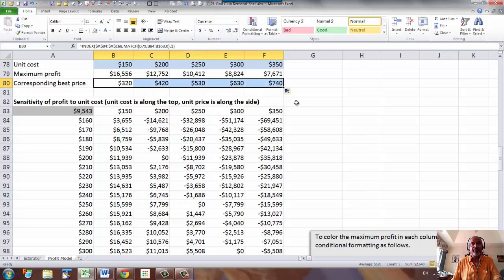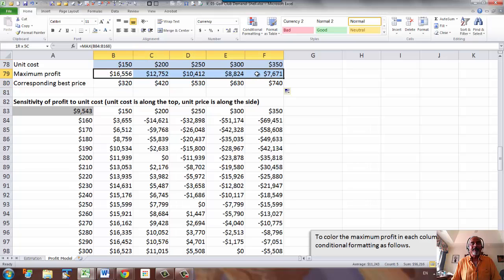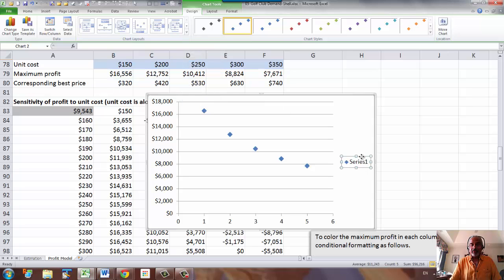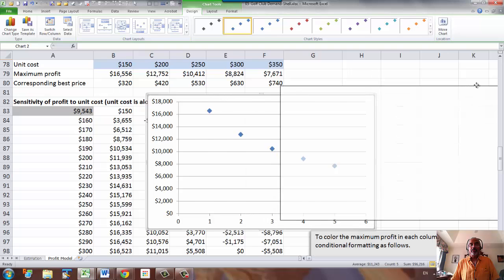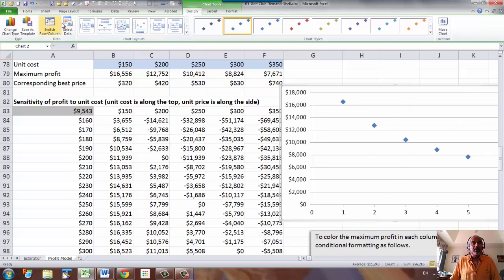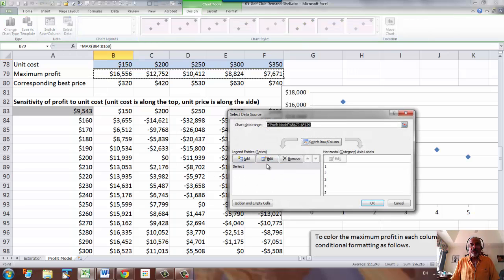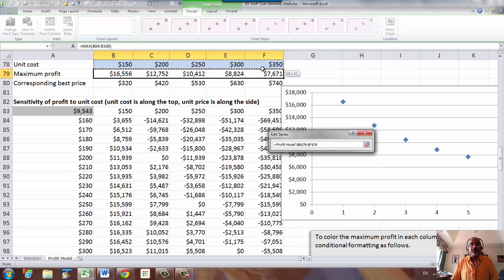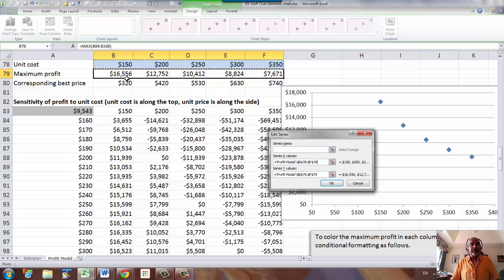So now we copy that. So that gives us the best price at which we will have the profit. Now we can plot the profit. Do a scatter plot of profit. Okay, get rid of that legend, we don't need it, and go to Select Data, and since this is a scatter plot, you have to put the x-axis value here. So the x-axis values are the unit cost, and you get the best profit.